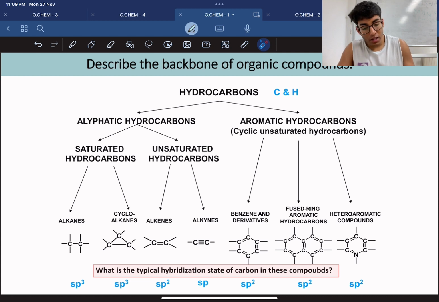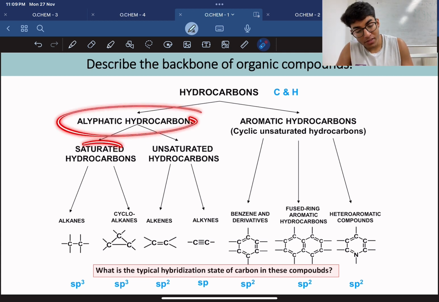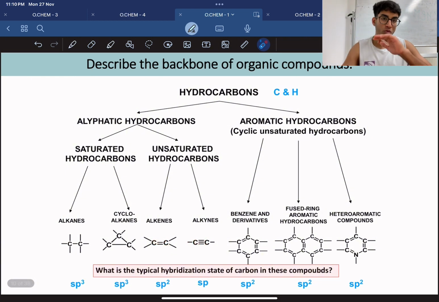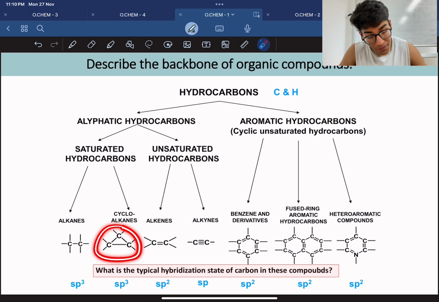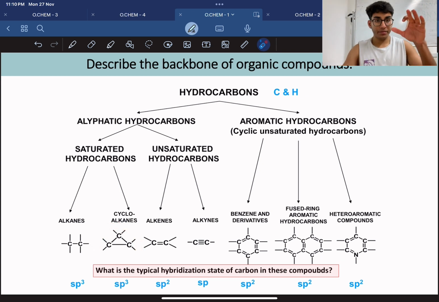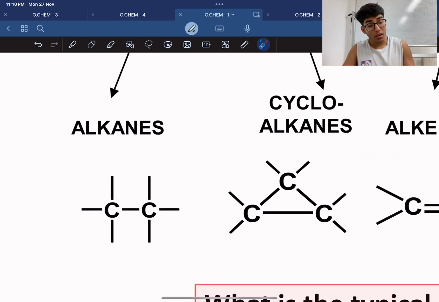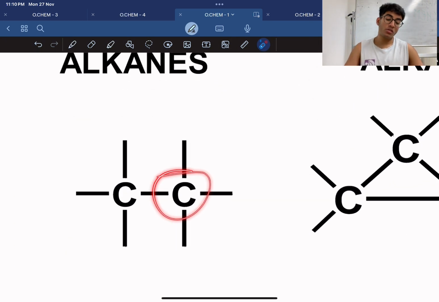Now you can see over here, in aliphatic we have saturated hydrocarbons and unsaturated. Clearly saturated have single bonds only, and unsaturated have double bonds, triple bonds, whatever. Now you can see over here, this is a cyclic saturated hydrocarbon, so that's not aromatic. Exactly. Okay. Now ask over here, what is the typical hybridization state of carbon in these compounds? You tell me, what's the hybridization of this?